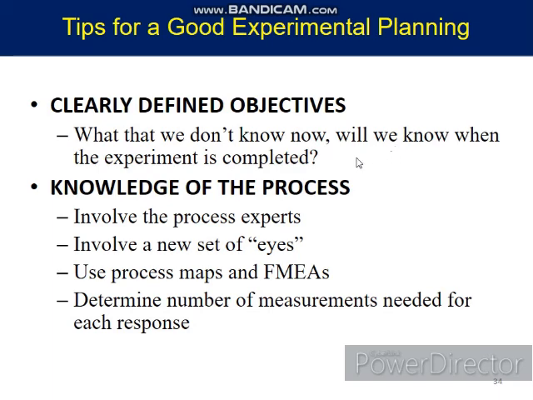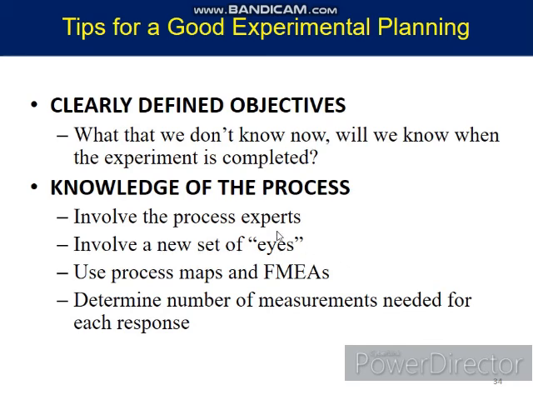For example, what we don't know now is maybe the optimum setting for baking bread to get the softest bread possible. After you run your experiment, hopefully you know what the setting is. So you need to be very, very clear on what you want to achieve, right? Knowledge of the process is very important. Even though these are good tools, before you conduct your experiment, you need to understand your process very well.